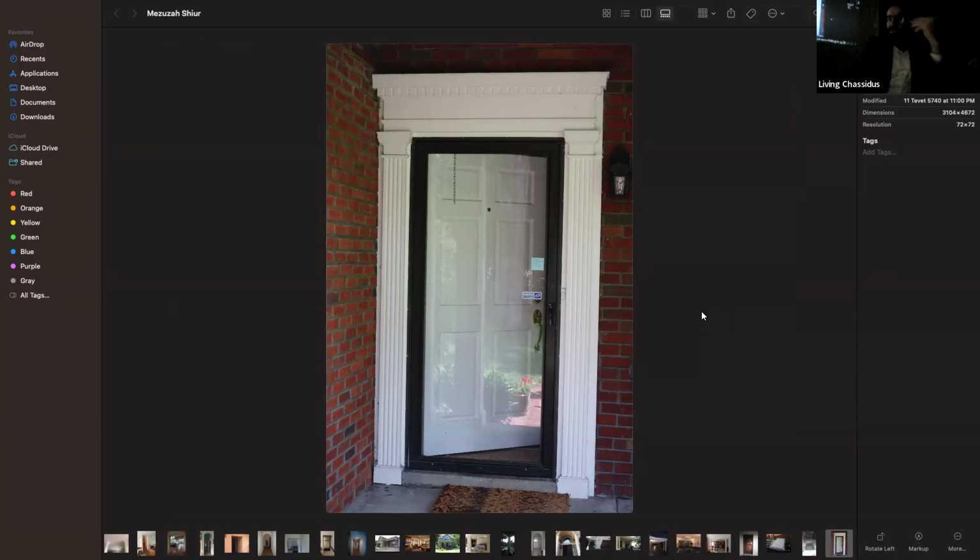The door which you use determines where the mezuzah goes. The actual door is the one that matters, not the screen or whatever that is. It happens to be over here. Regardless, it looks like it's going into the house, so you put it on the right side going in.